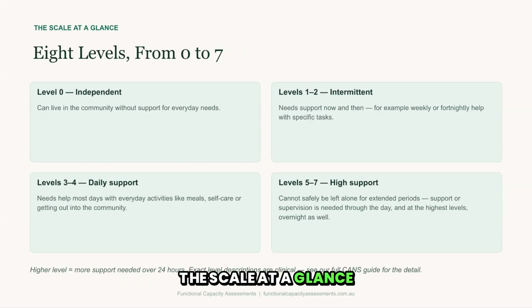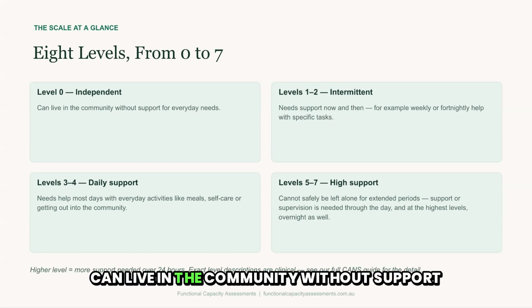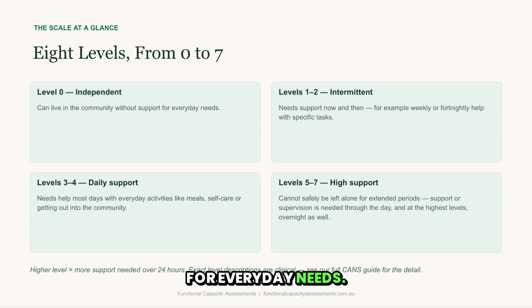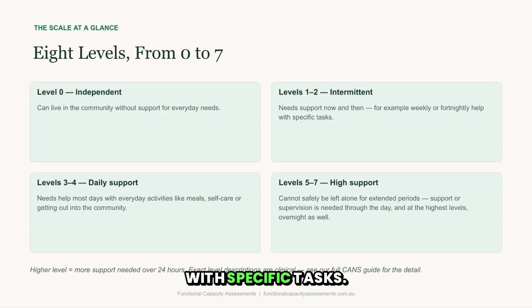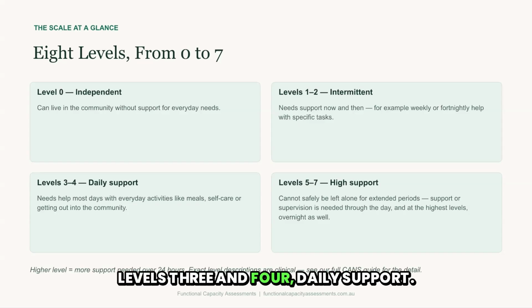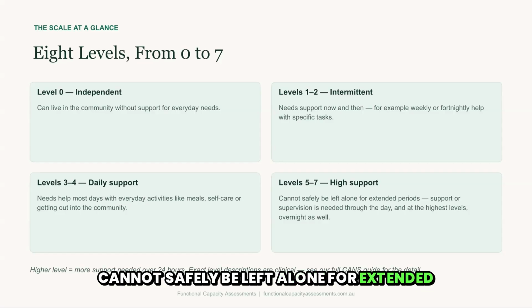The scale at a glance, from 0 to 7, there are 8 levels. So level 0, independent, can live in the community without support for everyday needs. Level 1 to 2, intermittent, support now and then, for example, weekly or fortnightly help with specific tasks. Levels 3 and 4, daily support, needs help most days with everyday activities like meals, self-care, or getting into the community. Levels 5 to 7, high support, cannot safely be left alone for extended periods. Support or supervision is needed through the day and at the highest levels overnight as well.